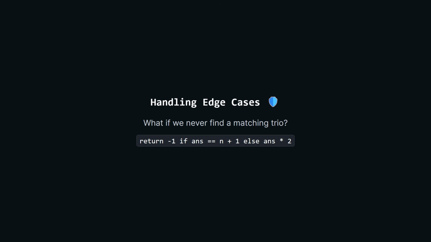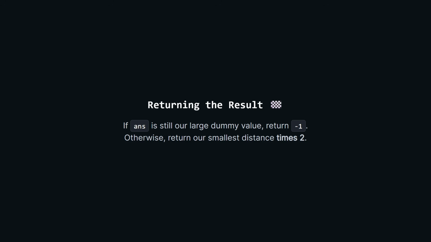After all loops finish, we check for an edge case. What if there were no matching trios at all? The problem asks us to return -1. If our answer variable never changed from its initial large value, we know we found nothing, so we return -1. Otherwise, we return our stored distance multiplied by 2 to get the final score.